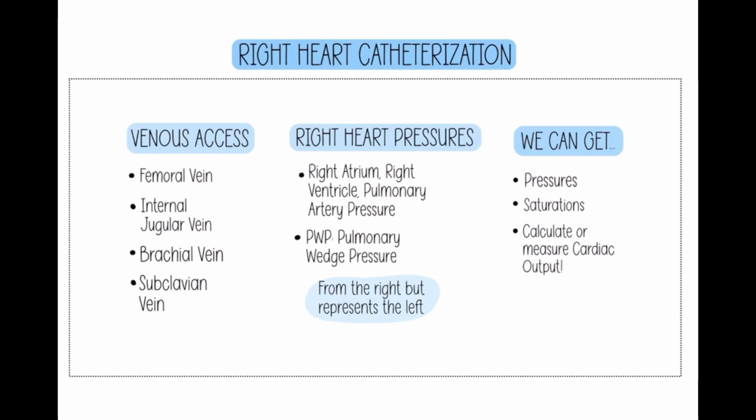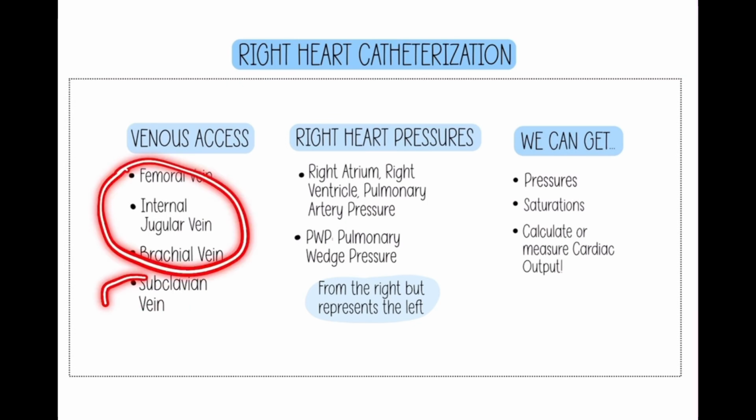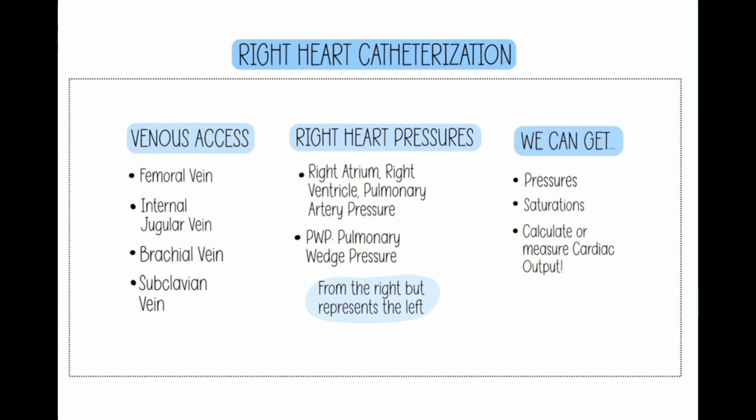The last one I put on here, because it's in a lot of texts, is the subclavian vein. Now that's a harder access. It's right subclavicular. It's more difficult to get hemostasis there, so not super common. These are going to be your top three, but you will see this in some books as an option for access. For the right heart cath, we use it to get right heart pressures.